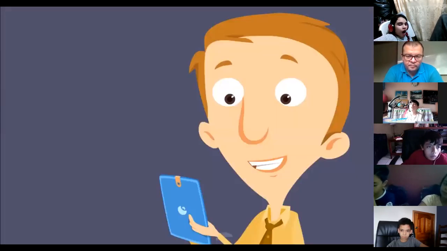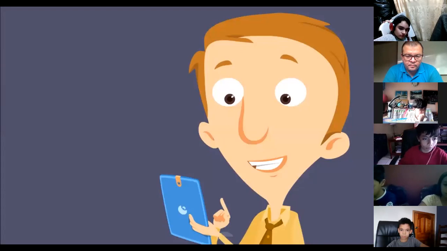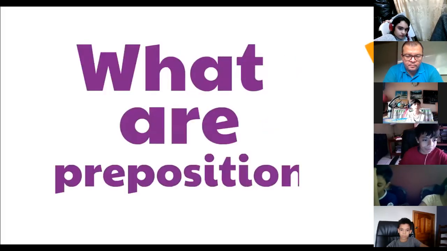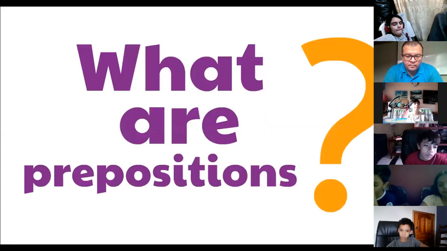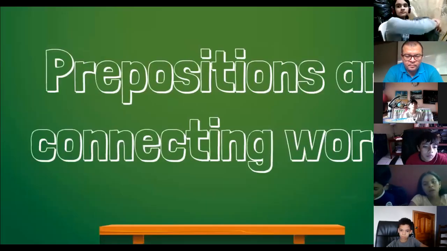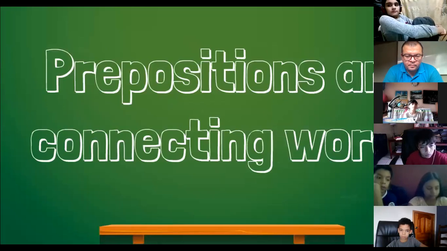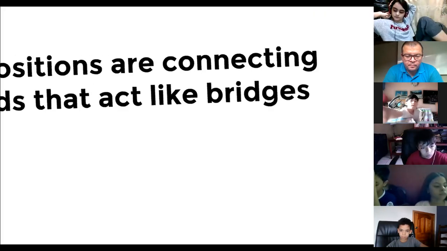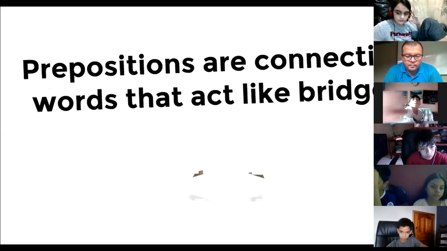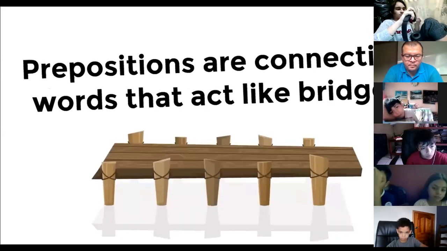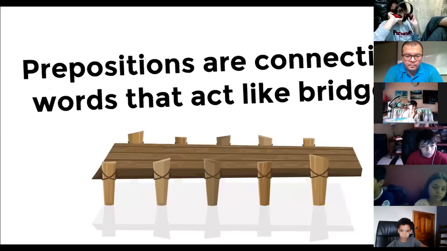Before we learn that, we have to answer this question: what are prepositions? We can't know what a prepositional phrase is without knowing what prepositions are. Well, prepositions are connecting words. It's pretty simple. Prepositions are connecting words that act like bridges, like this bridge. What a cool bridge, a wooden bridge. A bridge connects from one side to the next, and in a similar way, prepositions are connecting words. They're like bridges in the word kingdom.